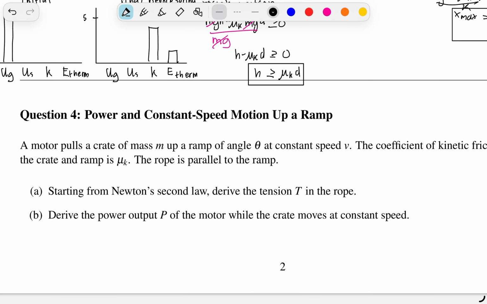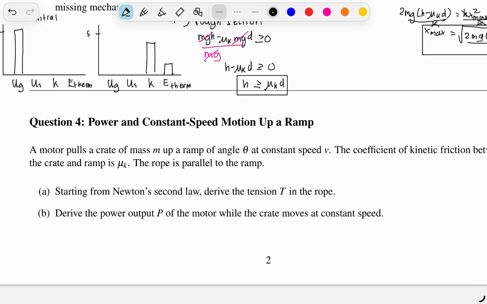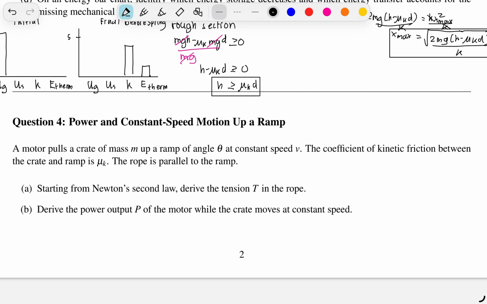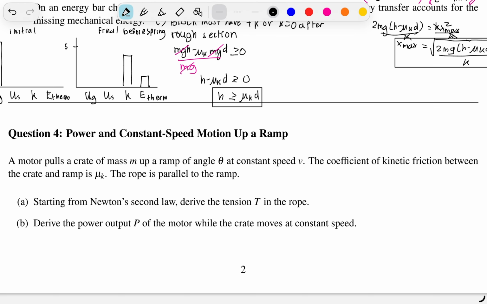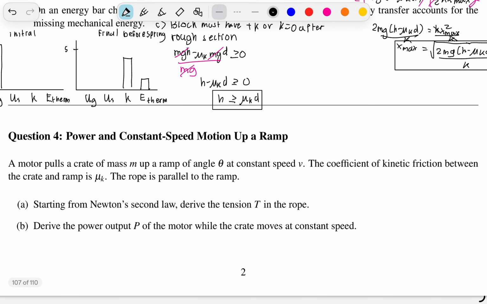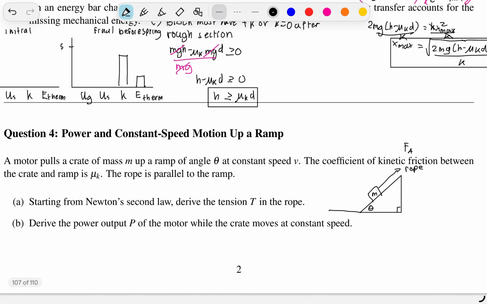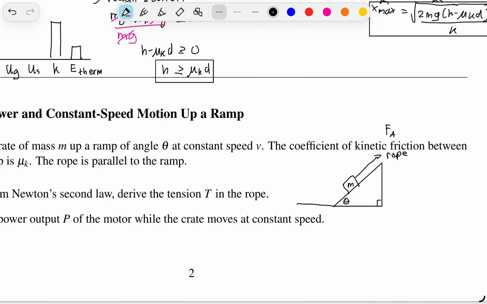Now a motor pulls a crate of mass m up a ramp of angle theta at constant v. The coefficient of friction between the crate and the ramp is mu k. The rope is parallel to the ramp. So we have an incline actually, and this is parallel to the rope. This is your force applied. That's your m. So we want to find the tension in the rope.